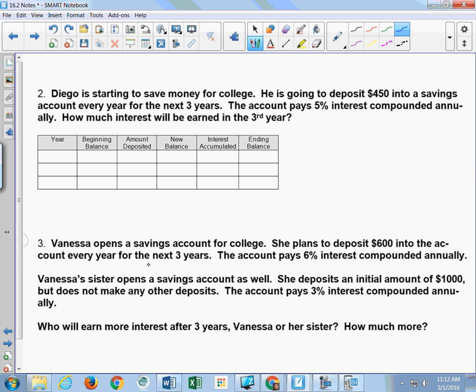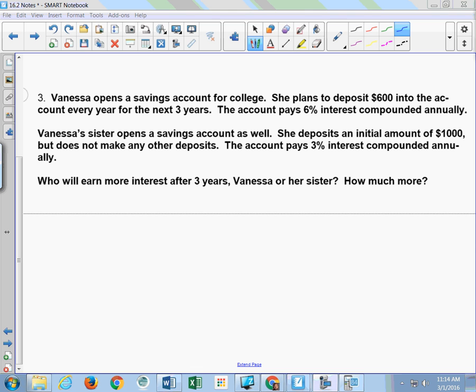Alright, we have 2 more problems. I know we're getting a little long. Sorry about that. We're going to skip the second and go straight to the third one, just for time's sake. It is also a comparing problem. It's going to compare 2 compounds, one with deposits and one without deposits.